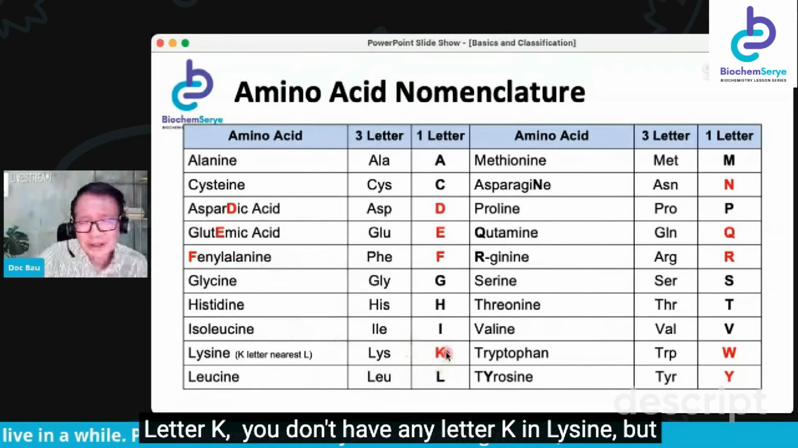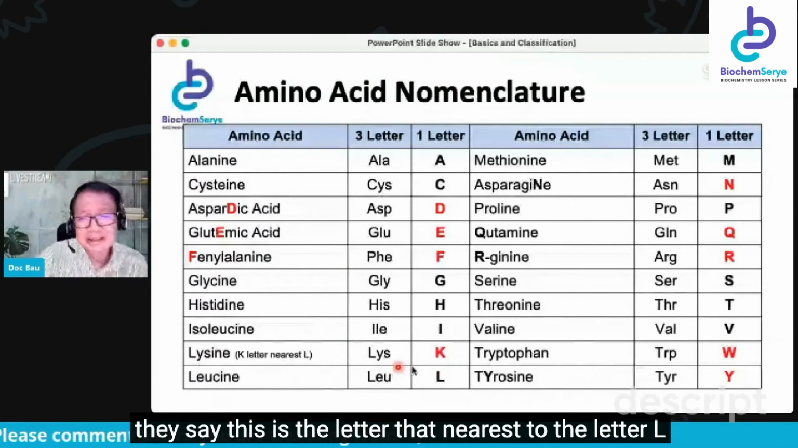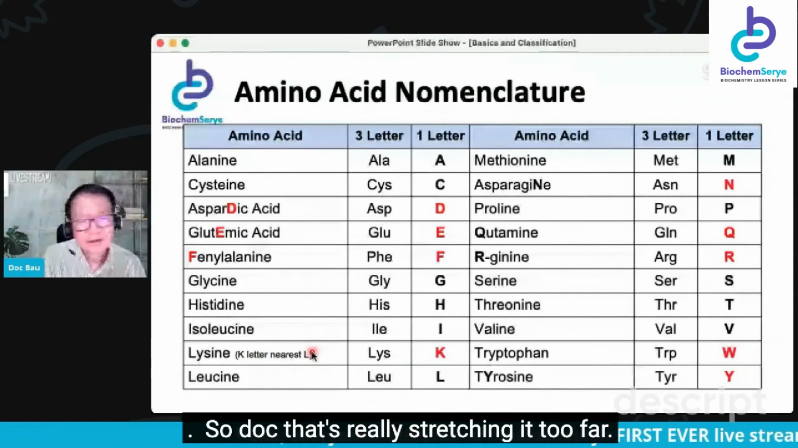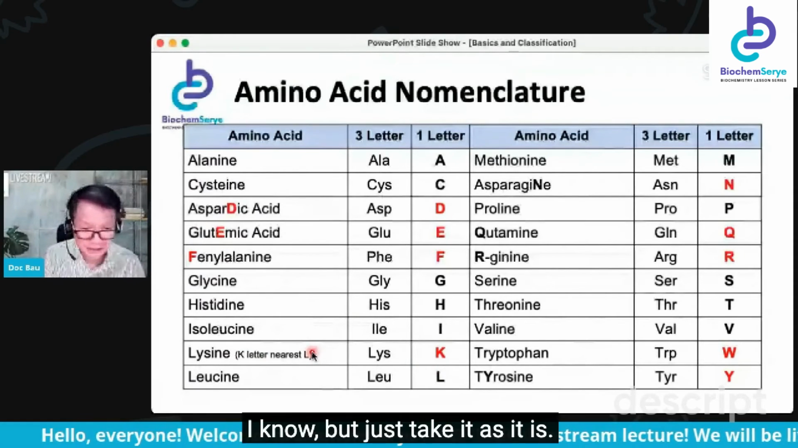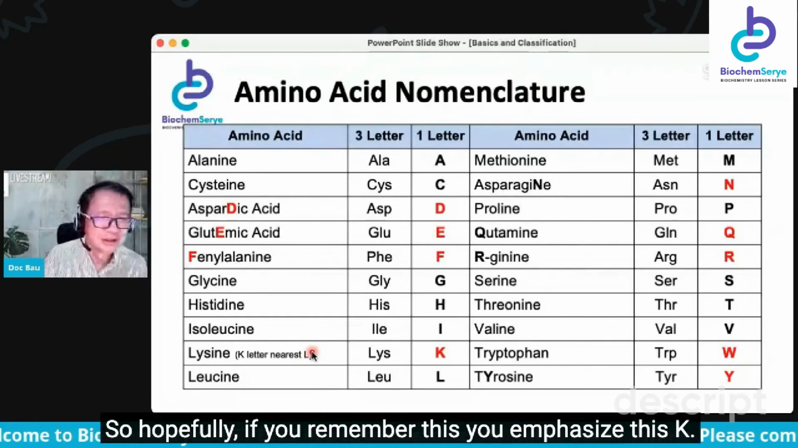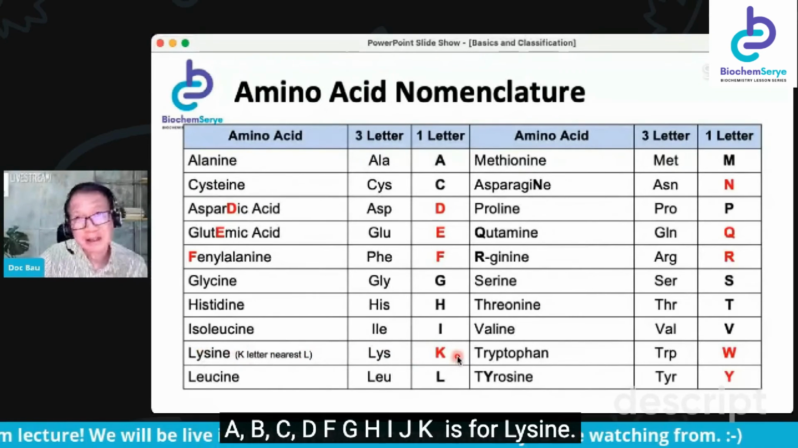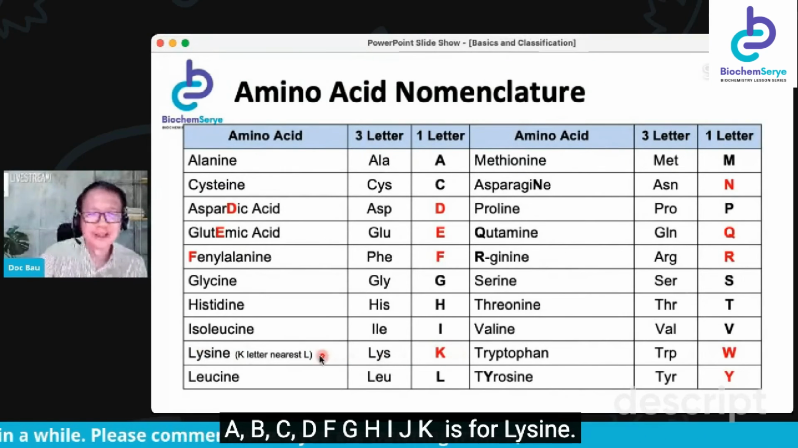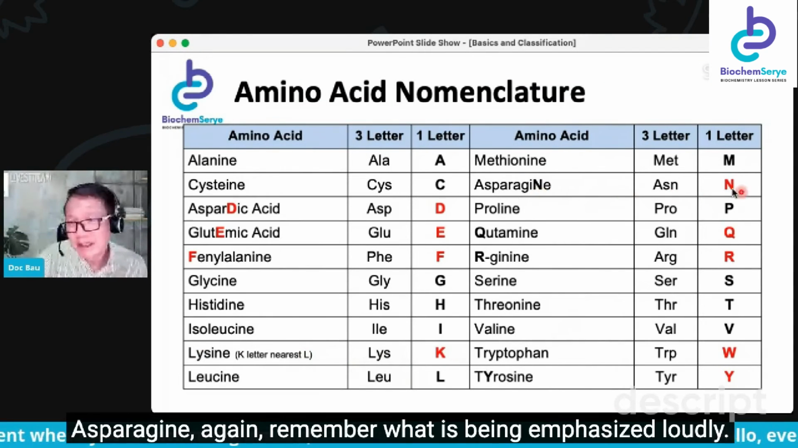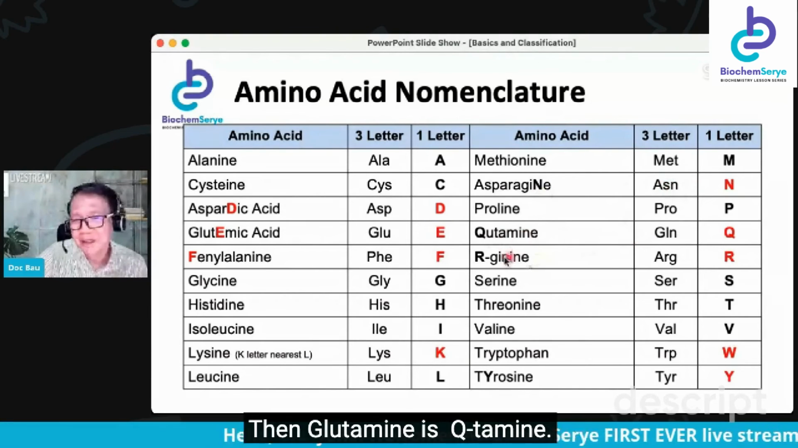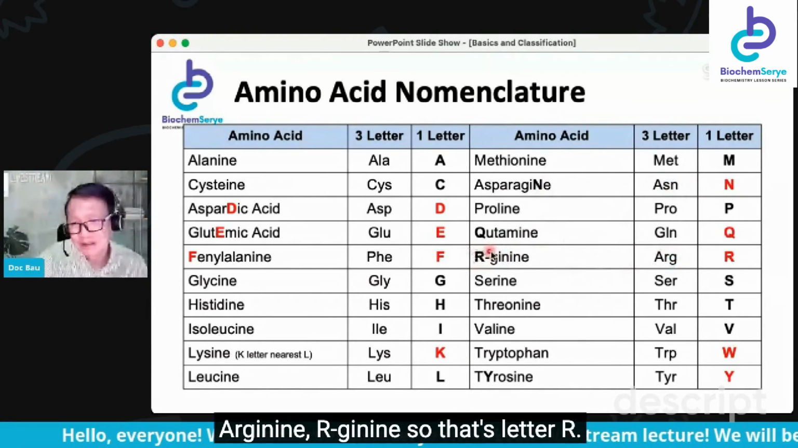Letter K, we don't have any letter K in lysine, but they say this is the letter that is nearest to the letter. So, Doc, that's really stretching it too far. Okay, I know, but just take it as it is. So, hopefully, if you remember this, you emphasize this K. A, B, C, D, E, F, G, H, I, J, K is for lysine. Asparagine, again, remember what is being emphasized loudly. Then glutamine is Q, like "cutamine." Arginine, so that's letter R.